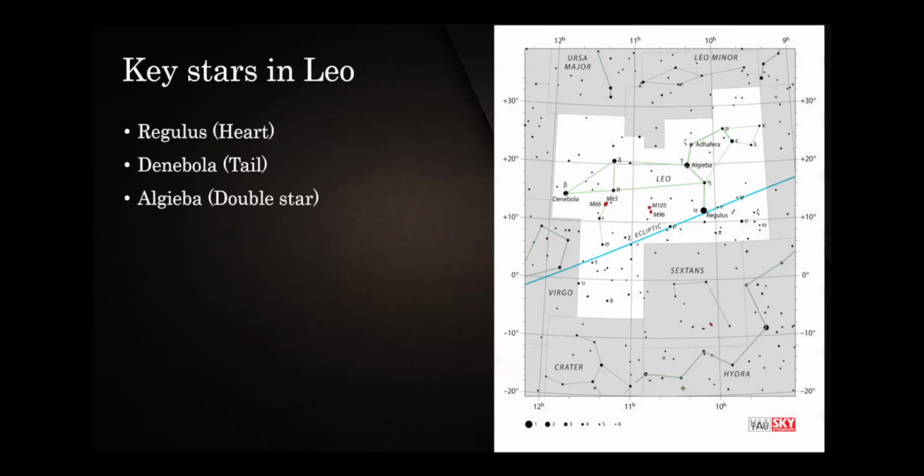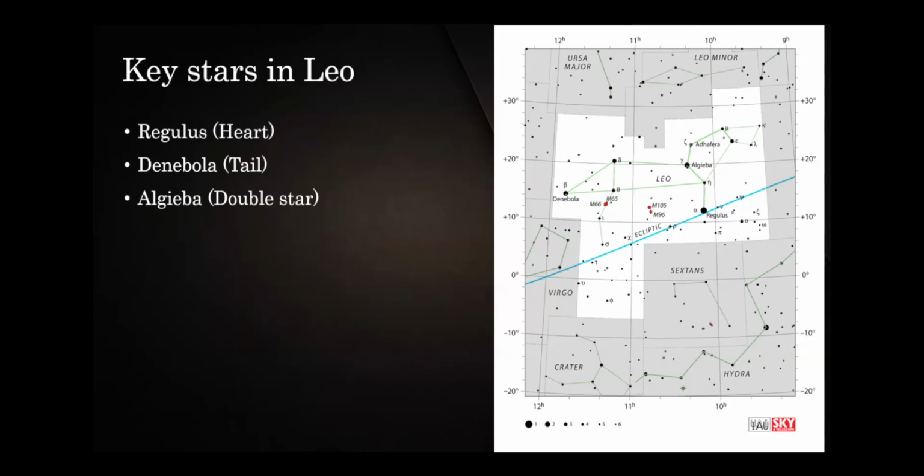Some of the key stars in Leo, one being Regulus, one of the bright blue-white stars about 77 light years away. In mythology, the name means little king. One of the fun facts is it spins extremely fast. It completes one rotation in only about 16 hours. Because of that rapid rotation, it's slightly flattened instead of perfectly round.